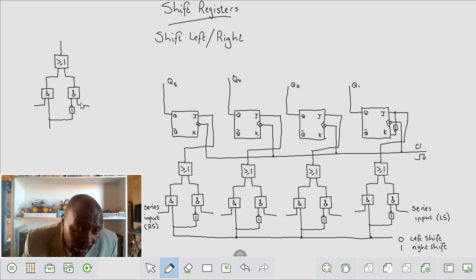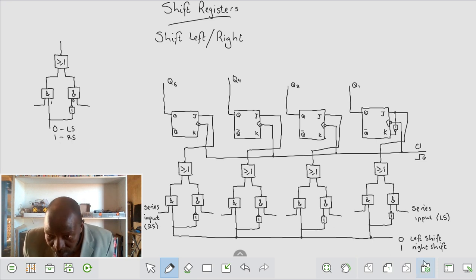Okay, so what I didn't mention here was that with a 0, that one is blocked. That one there is open, so the left shift is open. But with a 1, the 1 opens the what? The right shift, and it becomes a 0 there and blocks the left shift. So the 0 here will be left shift, 1 will be right shift.